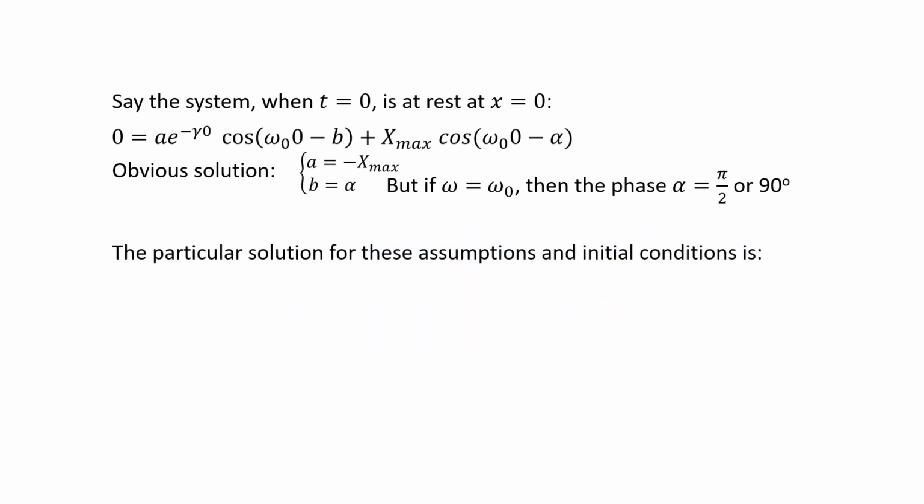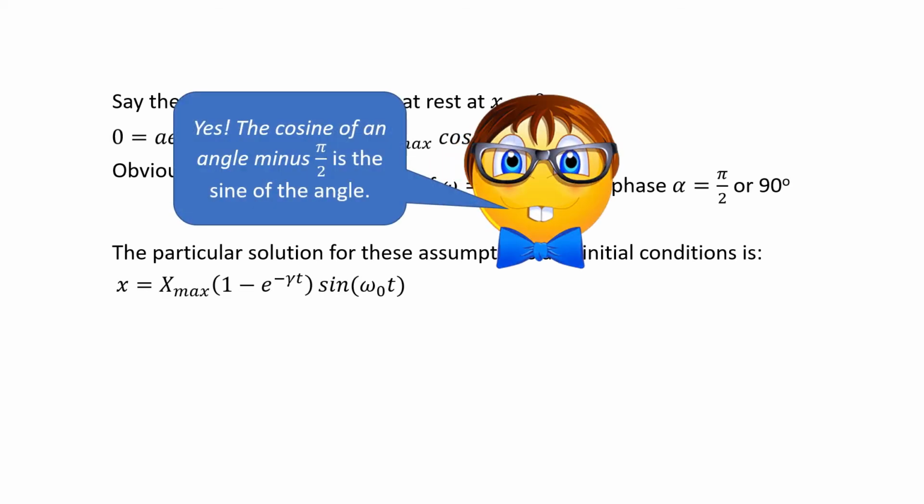The particular solution for these assumptions and initial conditions is... Yes, I know that. Oh, God. The cosine of an angle minus pi over 2 is the sine of an angle, right?